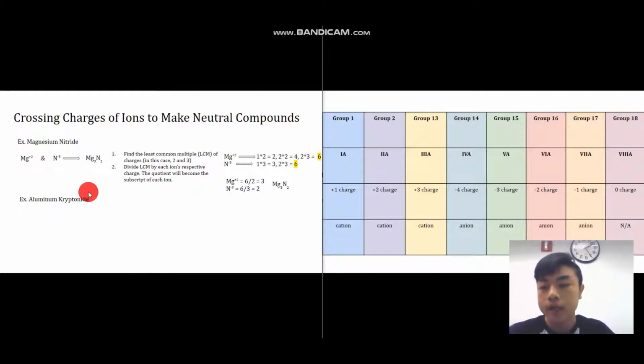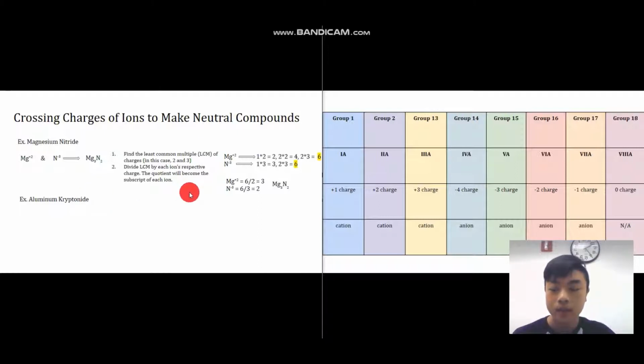So on our next example, we have aluminum kryptonite. Now, aluminum is going to be from group 13 on the periodic table. It's going to have a +3 charge because it doesn't have the -ide suffix, so it's a cation. And then kryptonite. This one is a sort of strange one because if you think about it, kryptonite does not exist. And I just put this in as an example just to show you that certain ionic compounds will never exist. And kryptonite is one of them. Kryptonite is not even an actual ion. I just made that up for the sake of this video.